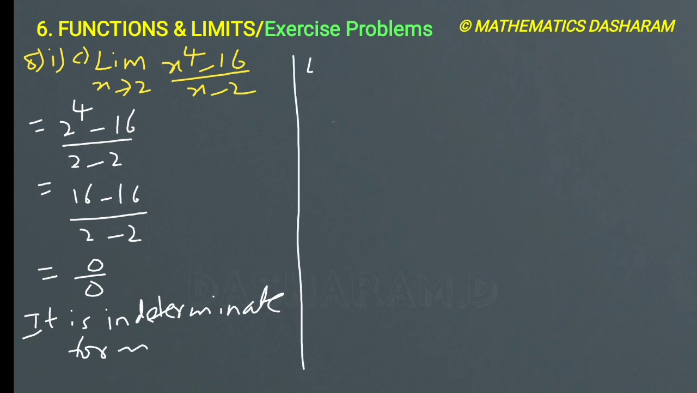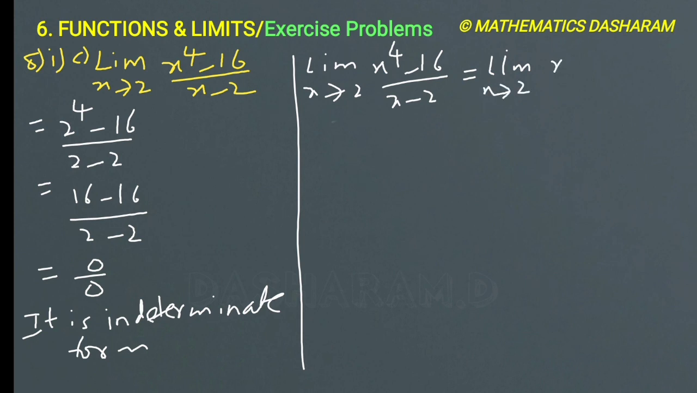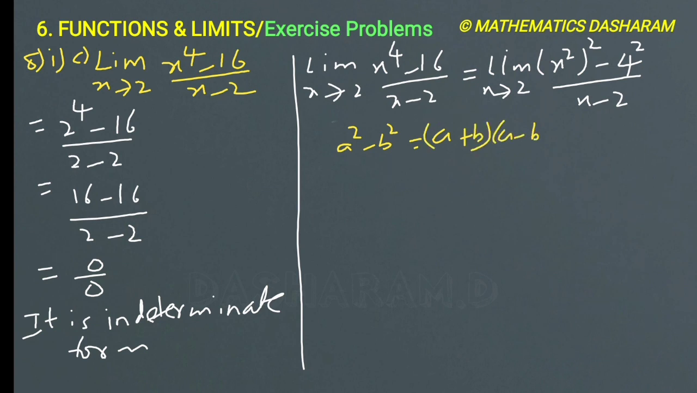So limit x tends to 2 of (x to the power of 4 minus 16) divided by (x minus 2) equals, see, x to the power of 4 can be written as limit x tends to 2 of (x square) whole square minus 16, which can be written as 4 square, divided by x minus 2. Here we can apply the a square minus b square formula. So (a plus b) into (a minus b).